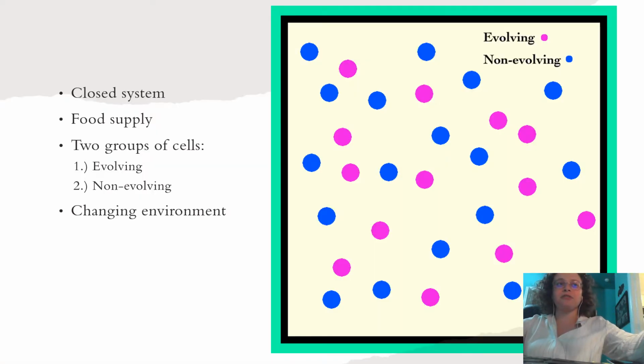The model was a closed system with a food supply, and inside this system were two populations of cells. One population did not evolve, but the other changed from generation to generation, developing different requirements in response to the environment. We observed the growth of the cells in an environment with rapidly changing conditions to observe how the survival of the evolving and non-evolving populations compared.